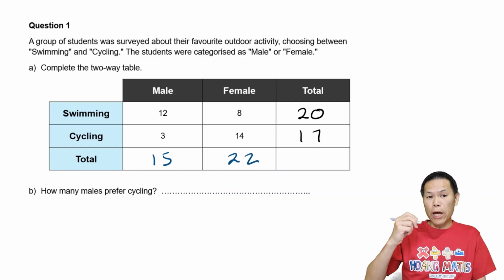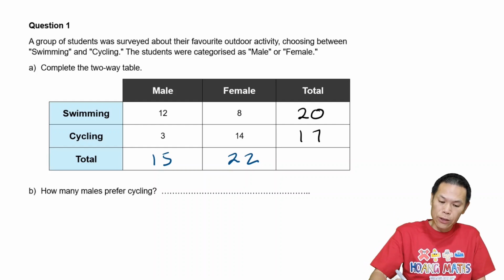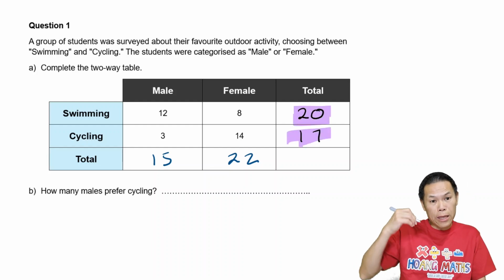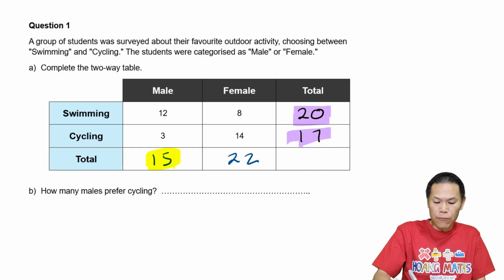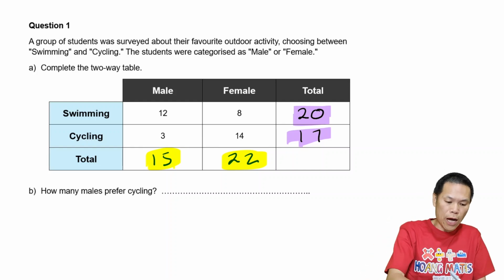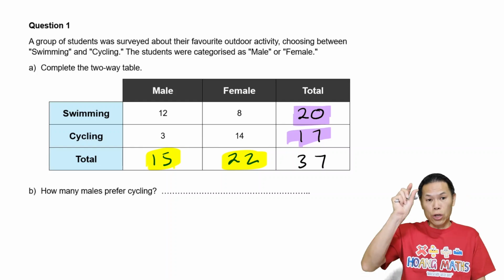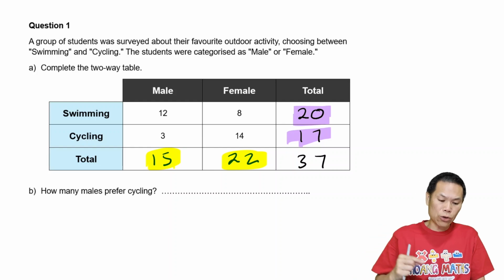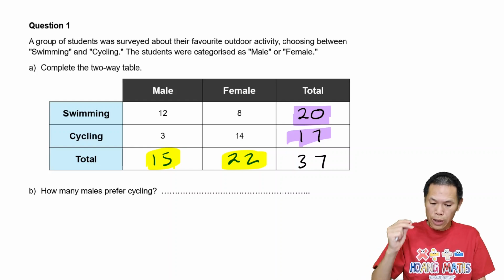So we can add them together. That will give us the total number of students surveyed. We can either add 20 plus 17, that is 37, or we could add like this: this column here is 15, we add 22, which also gives 37. So keep that in mind, otherwise we'll get it wrong. The column total added together should give me the same as the row total added together. Keep that in mind. Therefore, we can see that there are 37 students in the survey.